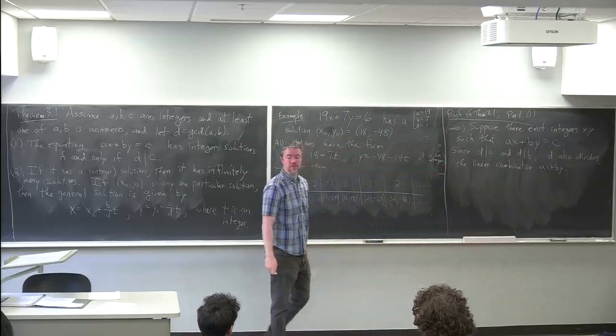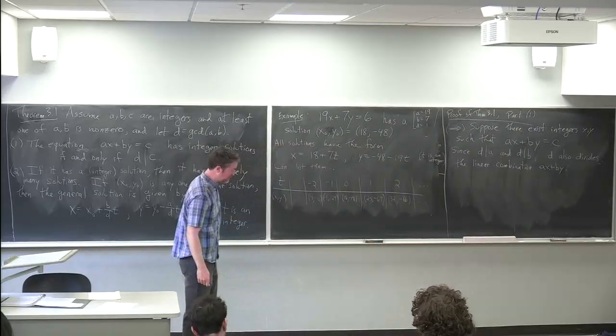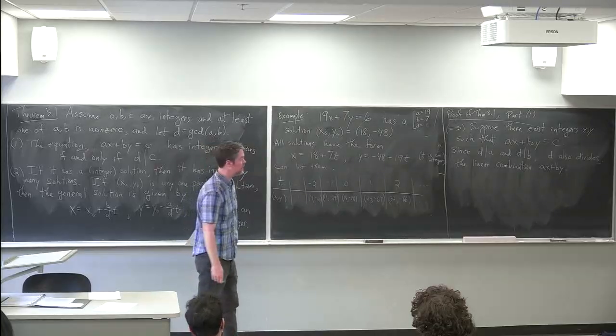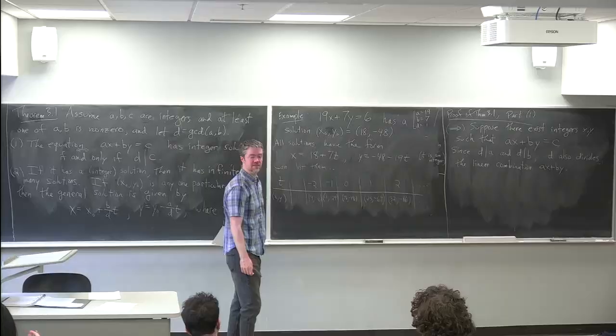That was an old fact we proved very early on, that any common divisor of a and b divides any linear combination of a and b. So anyway, that is c. Okay, so we're done.